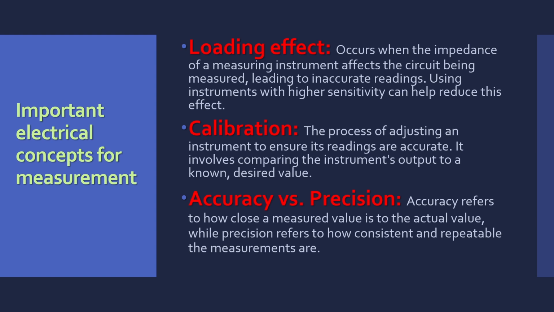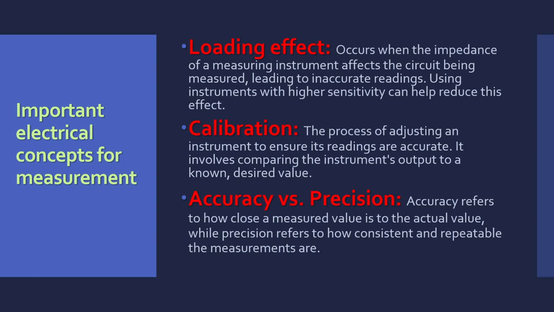Then you need to calibrate. So calibration is also an important part of the instruments, electrical instruments or any kind of instruments as such. It is the process of adjusting an instrument to ensure its readings are accurate. It involves comparing the instrument's output to a known desired value and then it is calibrated. So instruments need to be calibrated from time to time depending on the usage of the instruments.